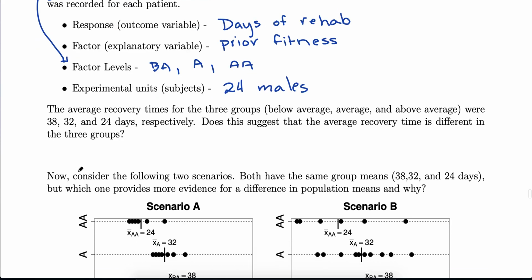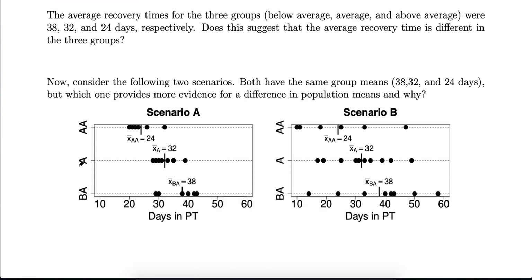And then we've got some information from this study. They tell us that the average recovery time for the three groups is going to be 38, 32, and 24 days respectively, meaning it takes 38 days on average for the guys in the below average fitness level to recuperate, 32 for the average group, and those that are really fit only took 24 days.